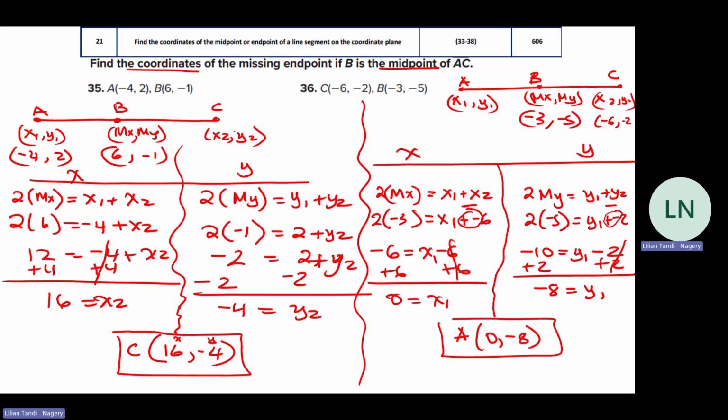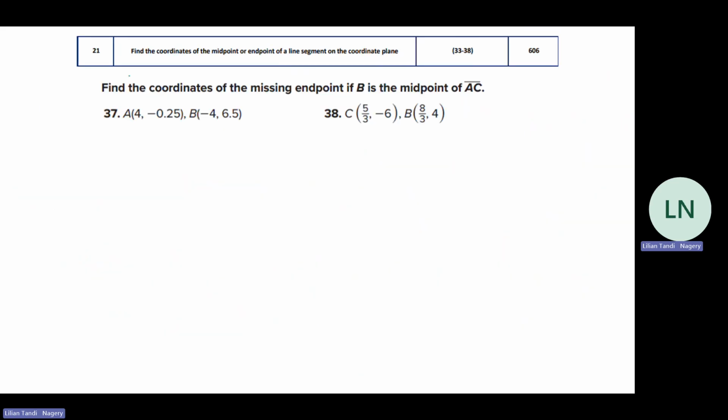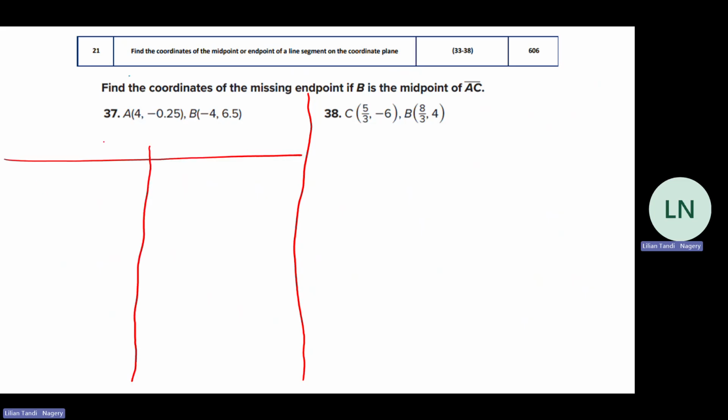Okay. Right. Nothing different, just because you have decimals, that's not a big deal. So I'm going to divide this here. I'm going to do my x's and my y's. I have A and B, so I don't have C, which is x2, y2. That's what I don't have. This is my mx, this is my my, this is x1, y1.